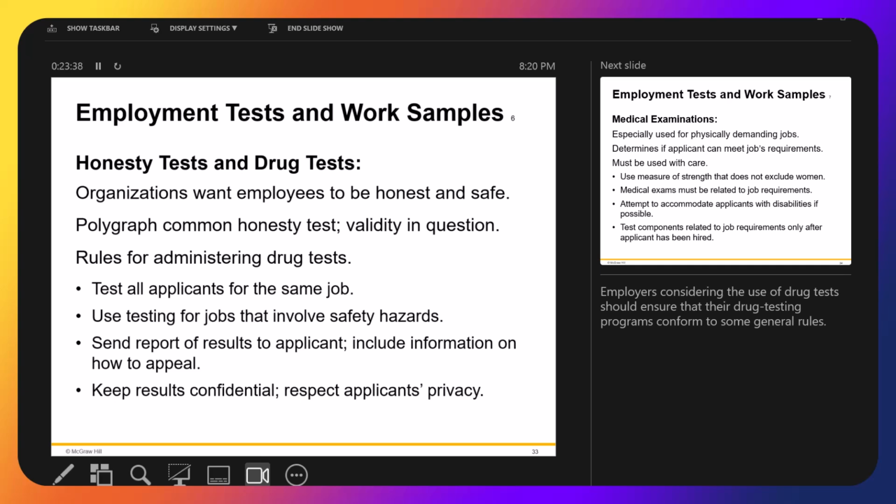Rules for administering drug tests. Test all applicants for the same job. Use testing for jobs that involve safety hazards. Send a report of results to the applicant. Include information on how to appeal. Keep results confidential. Respect applicants' privacy. So everybody who applies for this job is treated the same. They all get the same drug test.